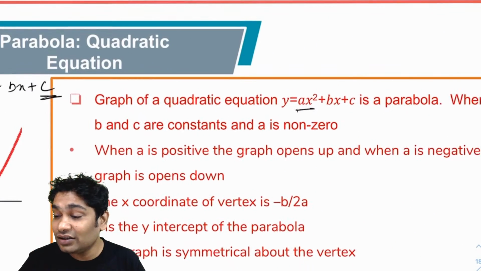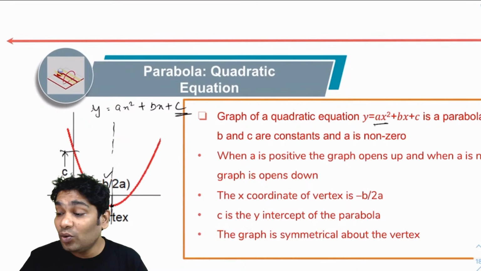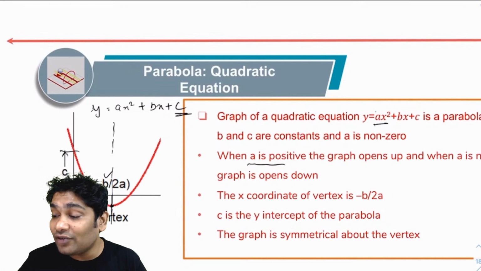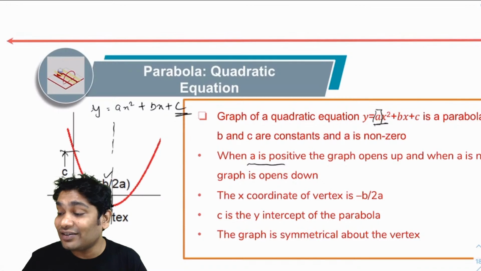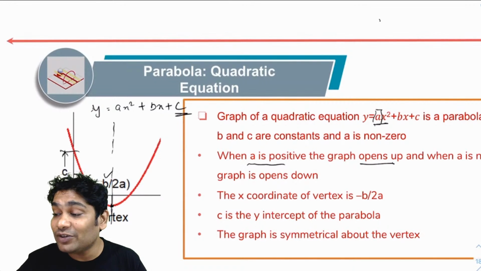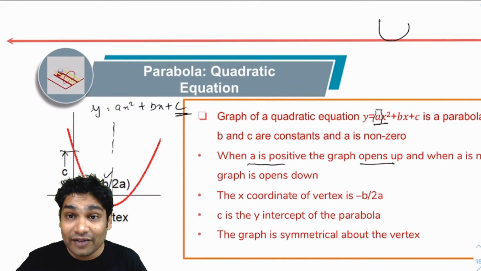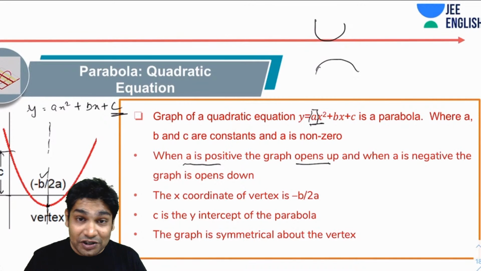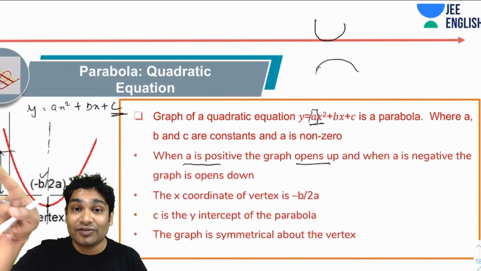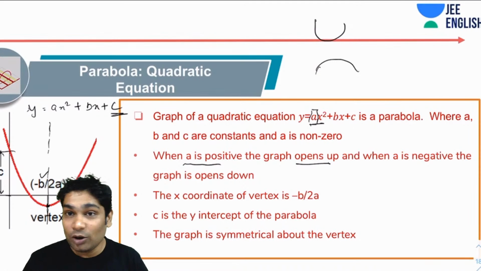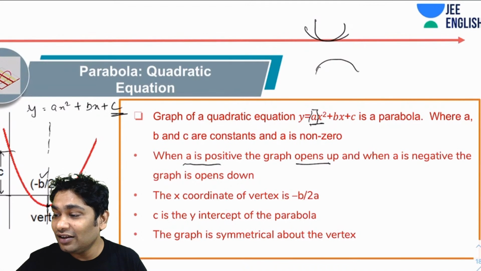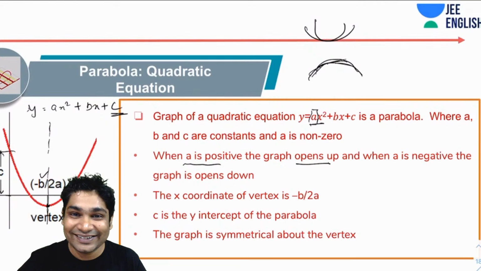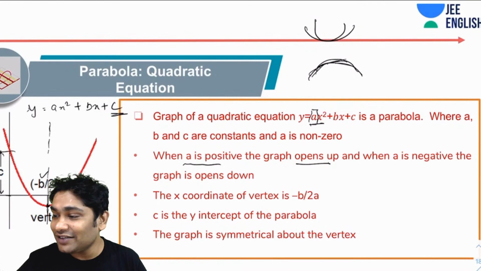Alright. So when a is positive, which means when the coefficient of x square is positive, then the graph opens up, which means it faces upwards. If the coefficient of x square is negative, then this graph will face downward. So you need to remember that. If the coefficient of x square is positive, this graph curves up into a smile. And if a is negative, then it turns upside down into a frown. So there is an easy way to remember this.